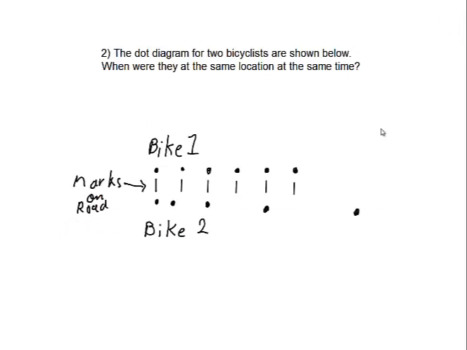The dot diagrams for two bicyclists are shown below. When were they at the same location at the same time? Now remember, each consecutive dot represents one time interval. So from here to here is 1 second, from here to here is 1 second. Similarly, from here to here is 1 second, from here to here is 1 second. So be very careful when answering this question. When were they at the same location at the same time? Same location, same time. All right? Take a minute to copy down this problem, and I'm going to stop the video here.